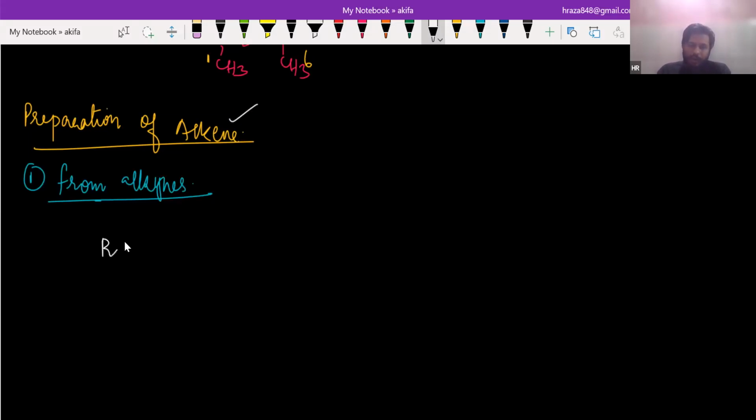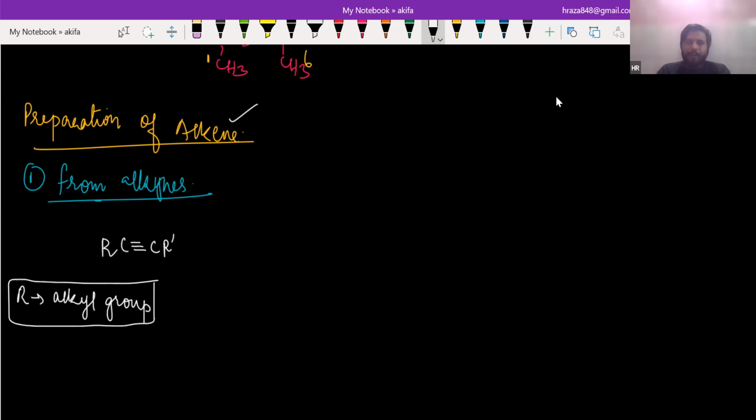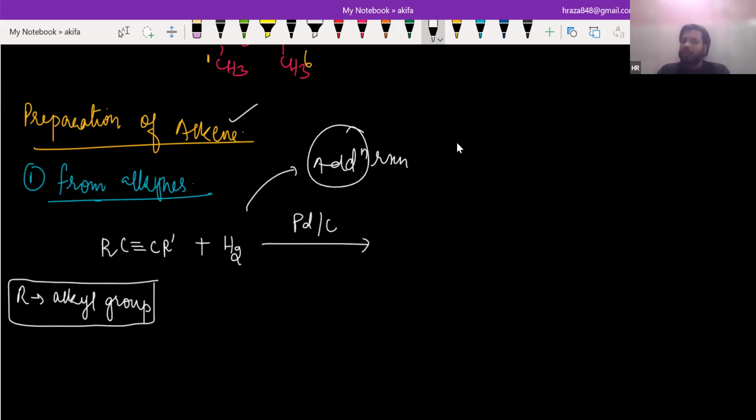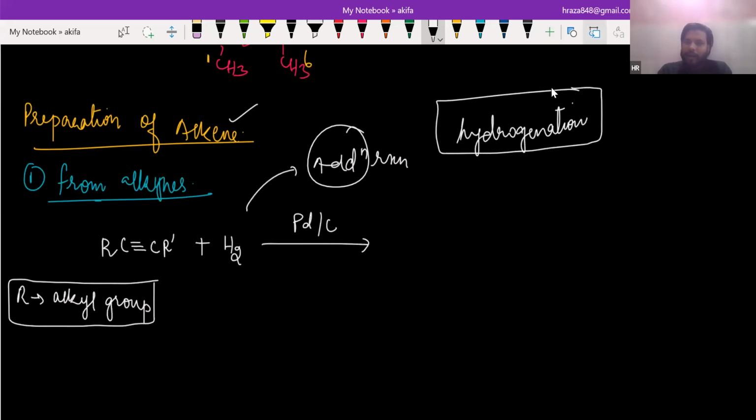Just taking an example, R C triple bond C R dash. This R represents an alkyl group, and you already know it can be methyl, ethyl, propyl, butyl, right? Yes. Now, when we treat alkyne with H2 in the presence of palladium on carbon, this reaction is basically an addition reaction, and it is known as hydrogenation. Hydrogenation means addition of hydrogen.